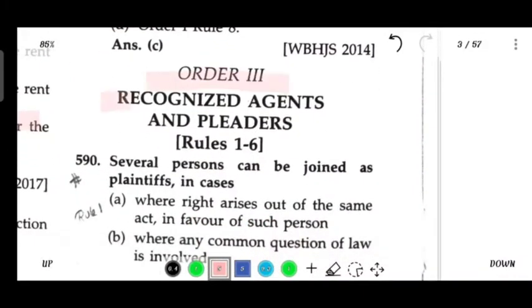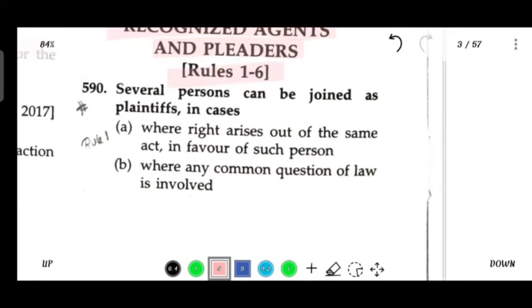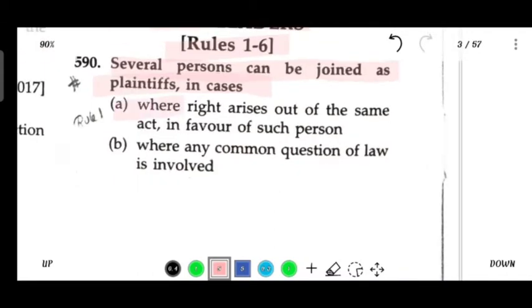Order 3. Recognized agent and pleader. Rule 1 to 6. Several persons can be joined as plaintiffs where the right arises out of the same action in favor of such persons, where any common question of law is involved.